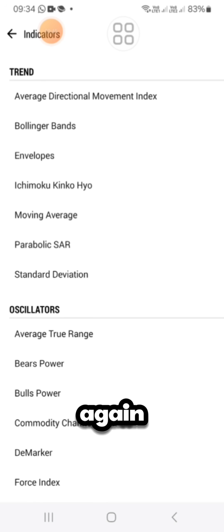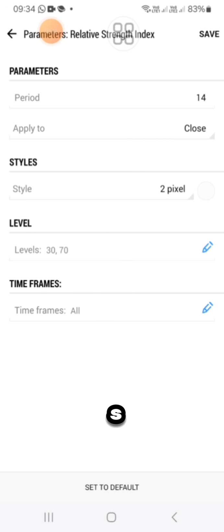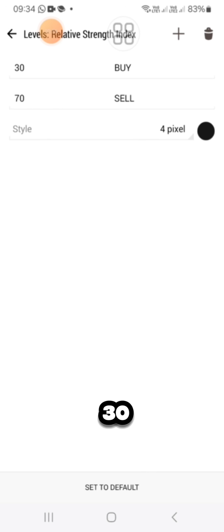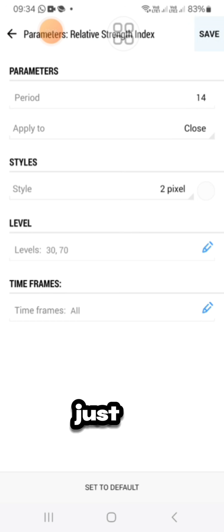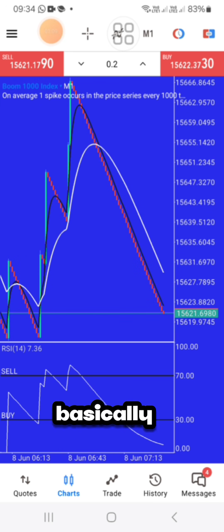Then you come back again and go to the oscillators. On the oscillators, we are interested in the RSI. The RSI has a period of 14, apply to close, style 2 pixels with the color white. Then the levels are 30 and 70, the default levels. We're going to write buy and sell: buy on the 30 level and sell on the 70 level. When you're done, just click save, and then you have these settings. Basically, these are the settings we have on this particular strategy.